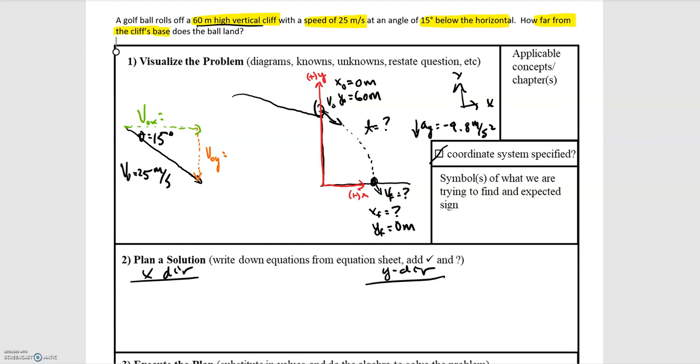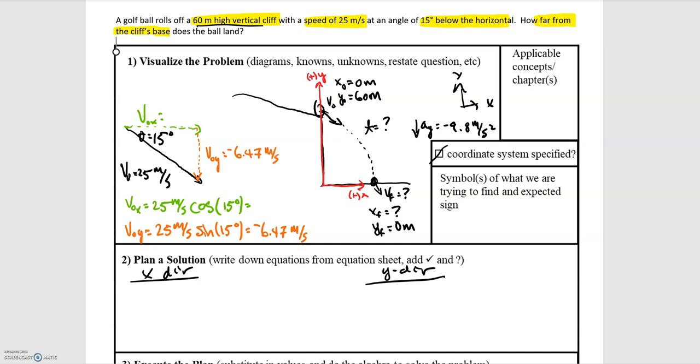So now we can solve for our components using SOHCAHTOA. So v0 x is equal to 25 meters per second. This is the adjacent, so cosine of 15 degrees. And then for y, we have v0 y is equal to 25 meters per second. And this is the opposite side, so sine of 15 degrees. And that comes out to negative 6.47 meters per second because that's downwards.